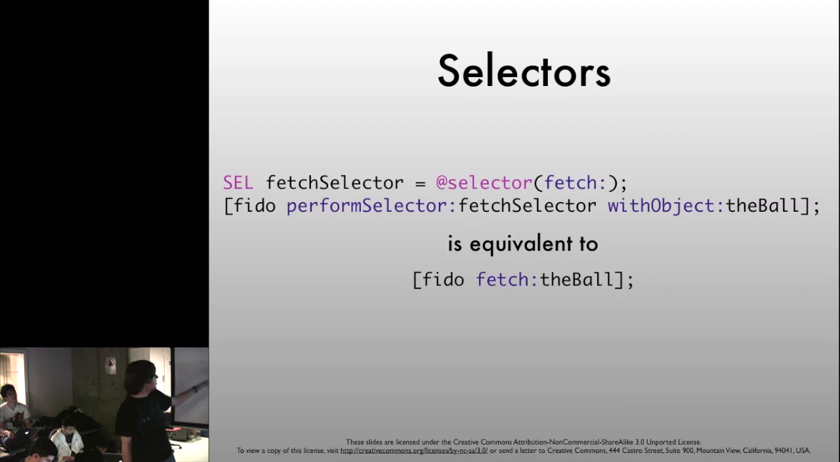But here we're saying to Fido performSelector fetch selector with this object, some ball. I guess it's a dog. And so that is effectively the same as messaging Fido with fetch and passing in as a parameter the ball. I believe there's also performSelector:withObject:withObject: with another object or something. I don't think there's any more beyond that. I don't know why. Usually you don't need more than two.